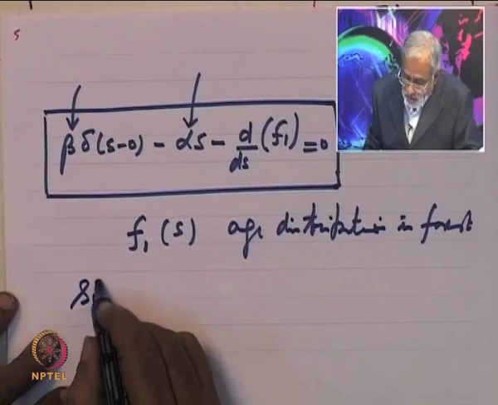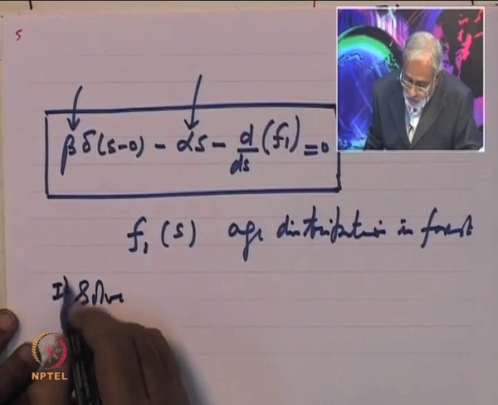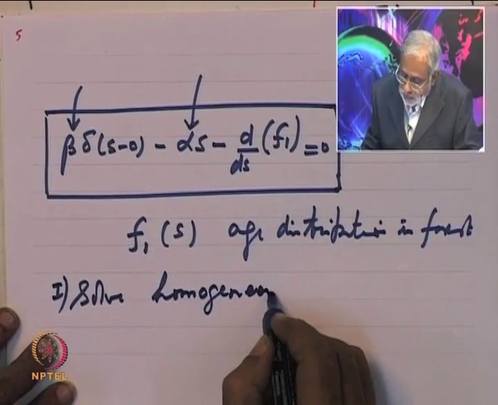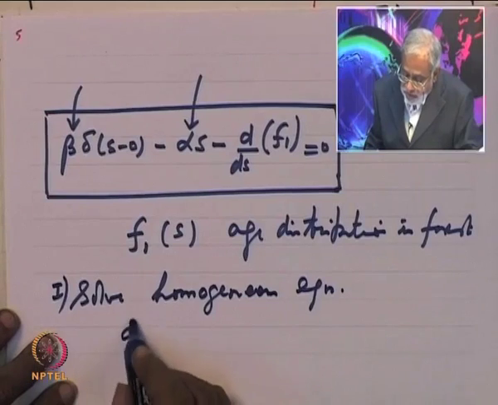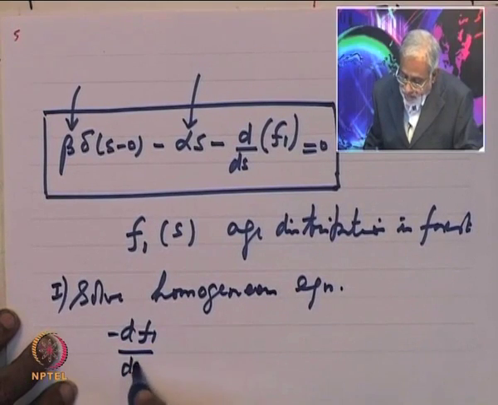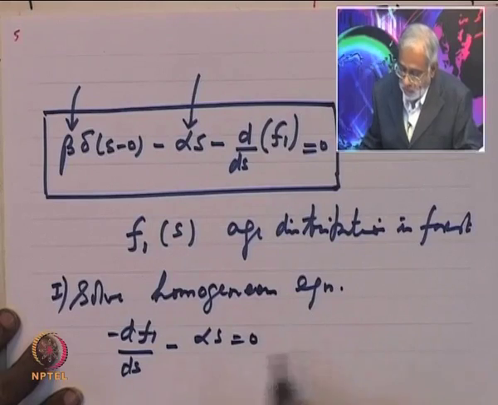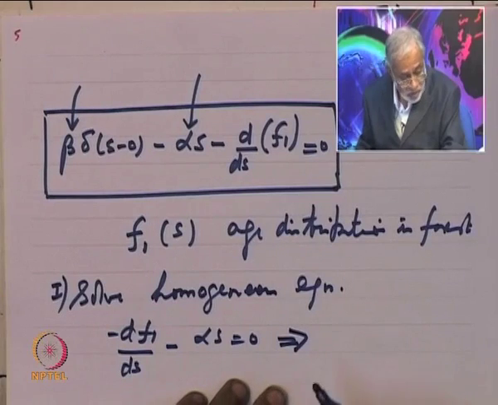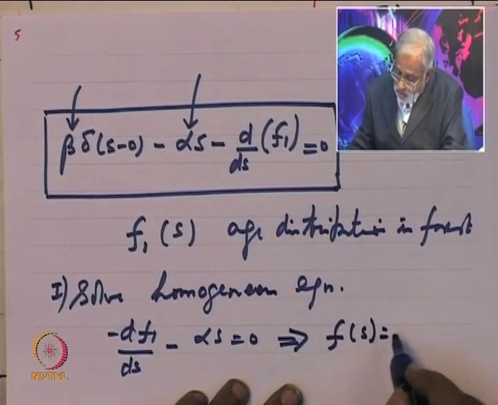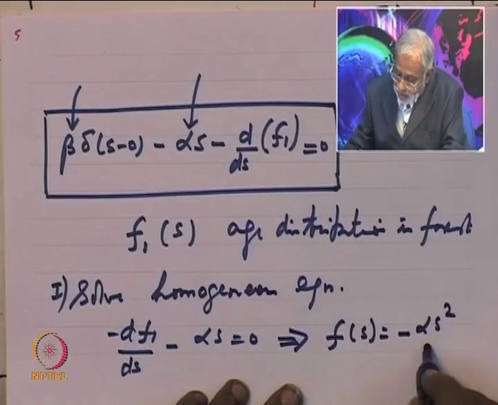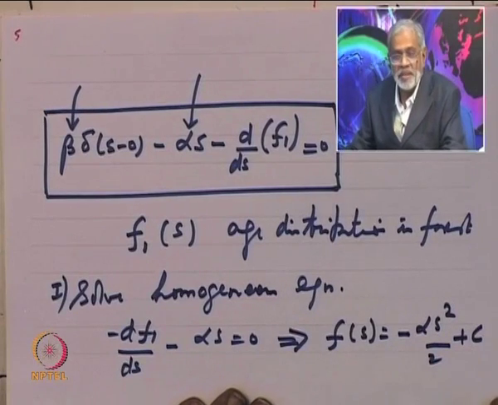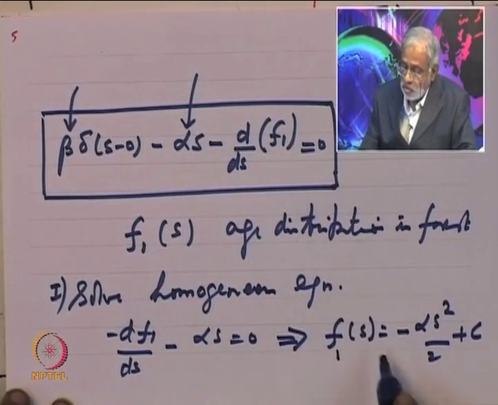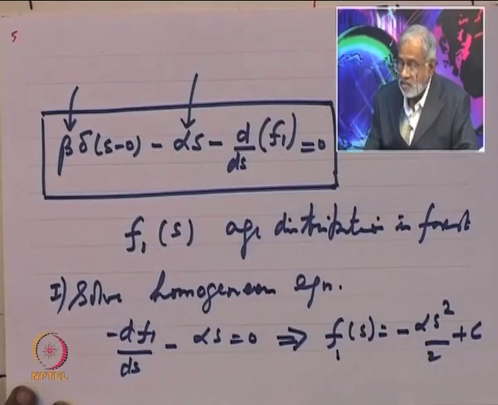Therefore, solve the homogeneous equation. What is the homogeneous equation? dF1 by ds minus alpha s equal to 0. So, what is the solution? This is a very elementary thing, there is nothing much here. The solution is F1 of s equal to alpha s squared by 2 plus c.